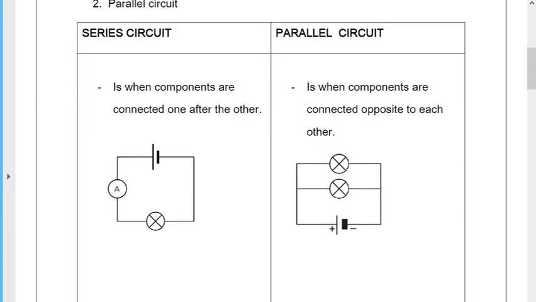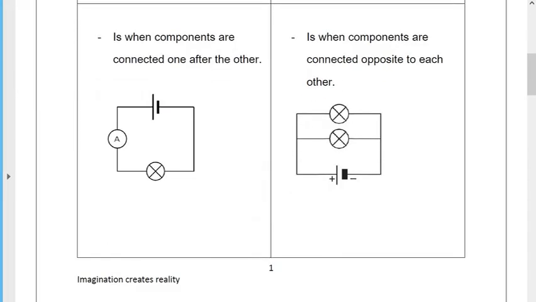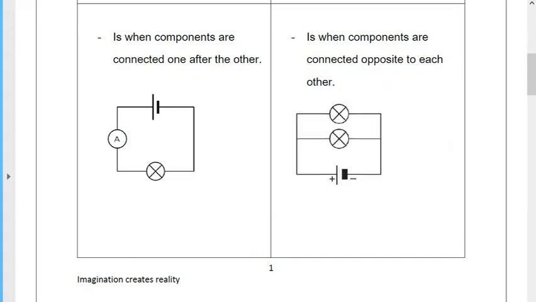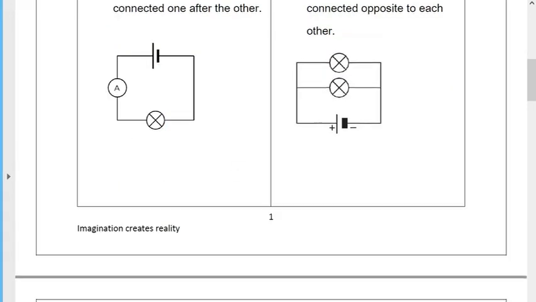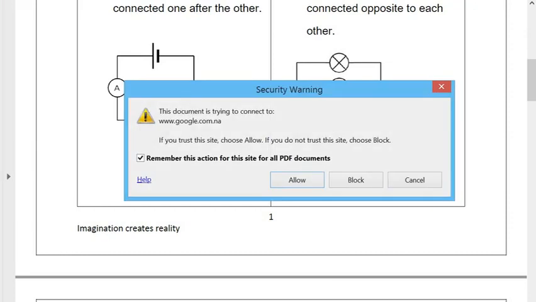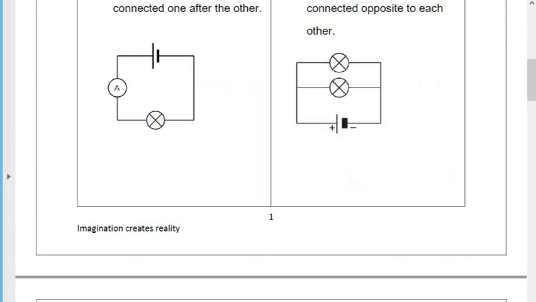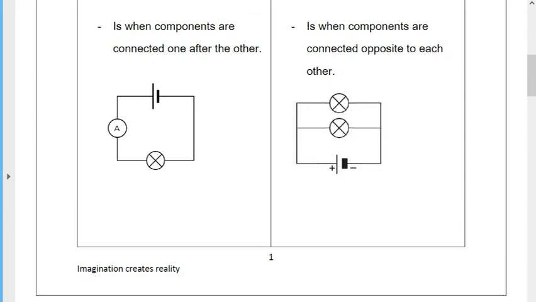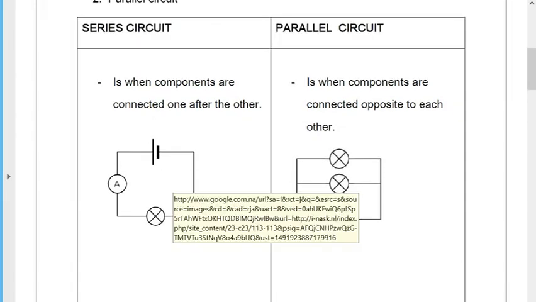So when we say a series circuit, as exemplified here, I hope you can see that we have a cell. That one is the representation of a cell. That is a lamp. I want to touch it, but when I'm touching this thing, remember this action. Okay, so when I touch there. Okay, so if we are looking at this, we have a cell, we have a lamp, and we have an ammeter. Okay, and these are connected one after the other. So we say they are in series.